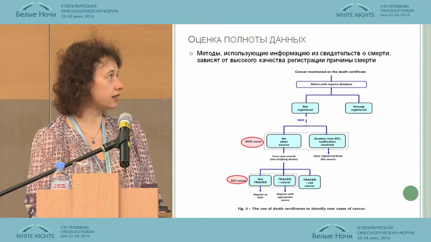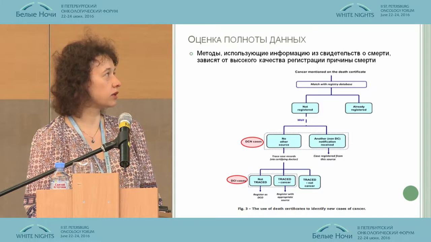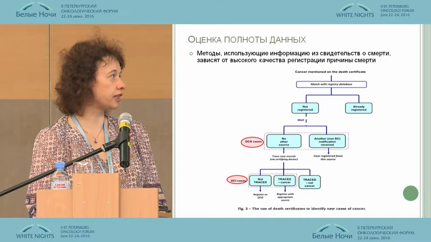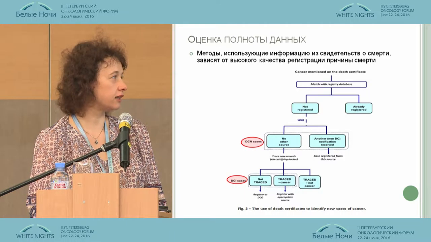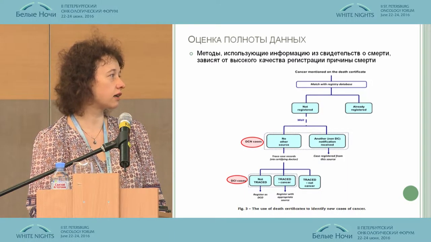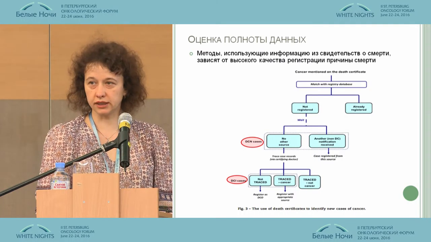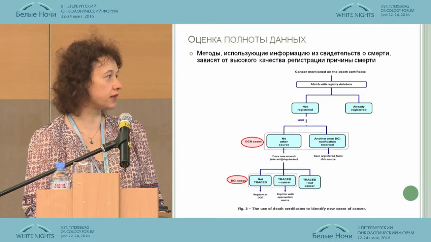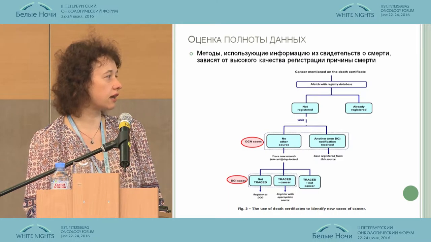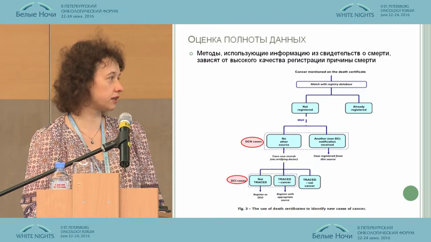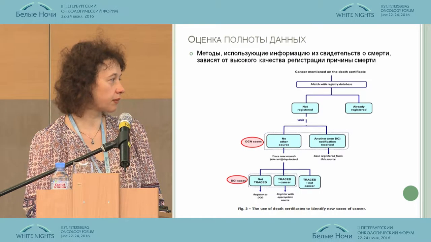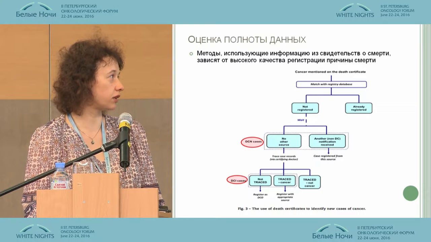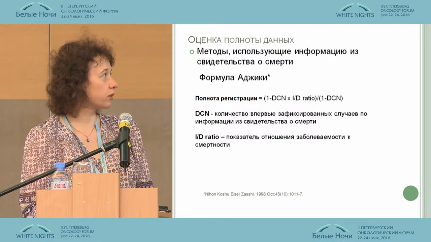How do we use death certificates for cancer registration? When there's a malignant tumor and it's the reason of death, then such a death certificate is issued. We compare it to the database, and if a patient is not registered, then you have to find additional information. If the cancer register doesn't manage to find additional information, then these cases are registered only on the basis of death certificate.